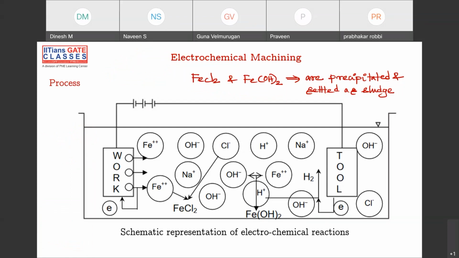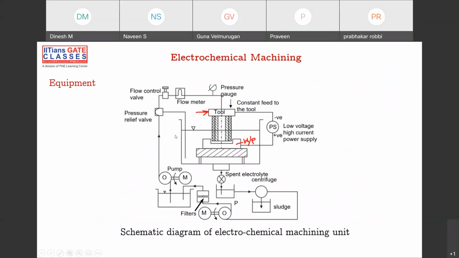Yes. So that kind of things are manufactured in HAL also. You can see electrochemical machining is used to manufacture this kind of blades, aerofoil shapes, with good accuracy and precision. Fine. Now, this is the equipment. You see, this is your tool.